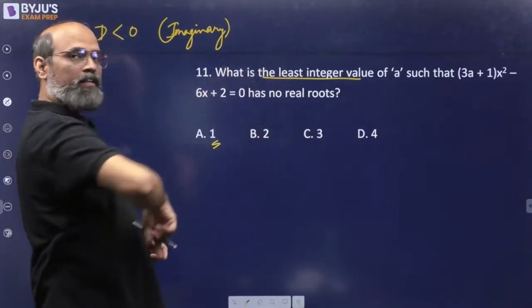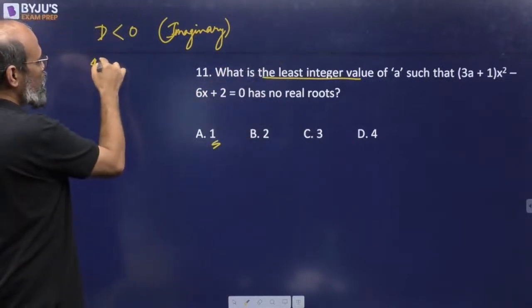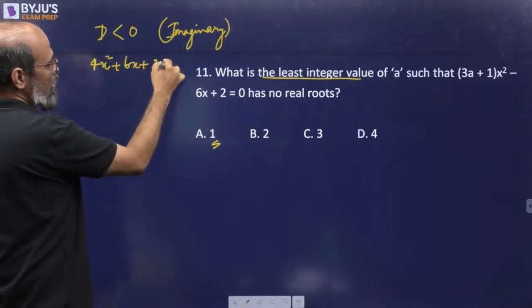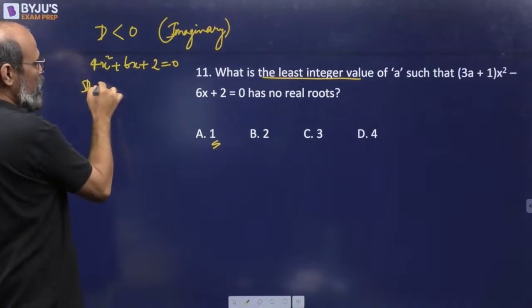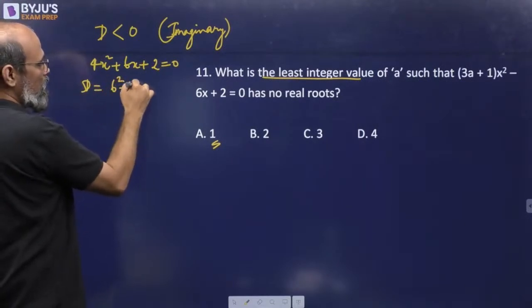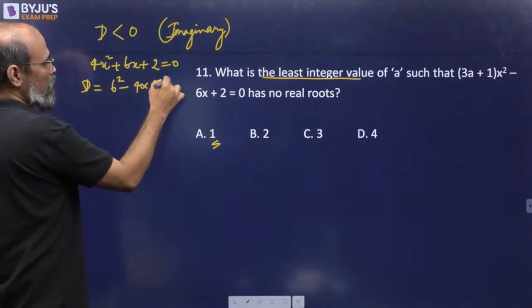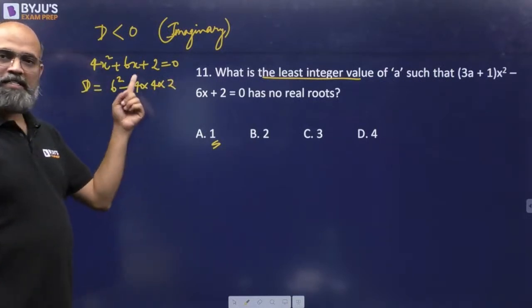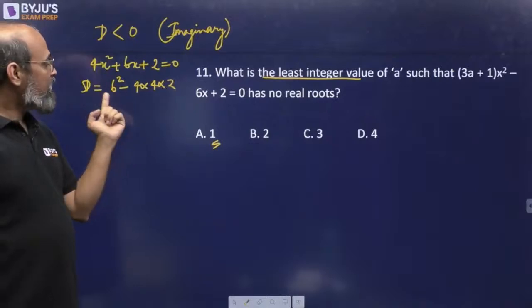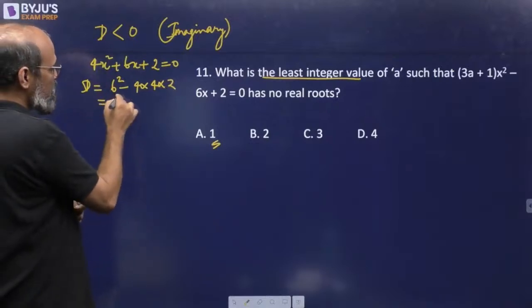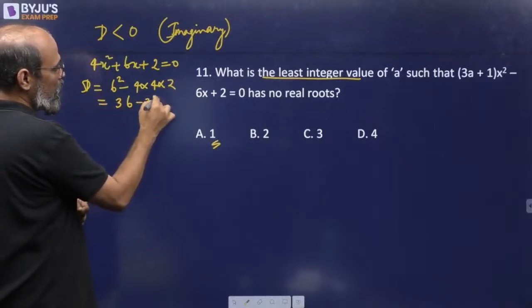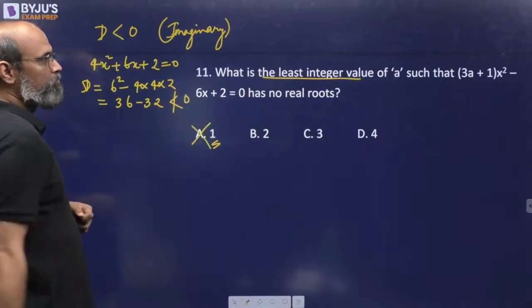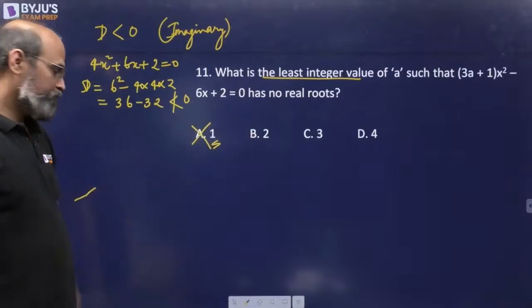Suppose I put 1 there, so I'm going to get 4x squared plus 6x plus 2 equal to 0. The discriminant will be 6 squared minus 4 into 4 into 2. b squared minus 4ac. 4 into 4 is 16, 16 into 2 is 32, and this is 36. 36 minus 32, is it negative? Nope, it's not. So this won't work. Next integer.